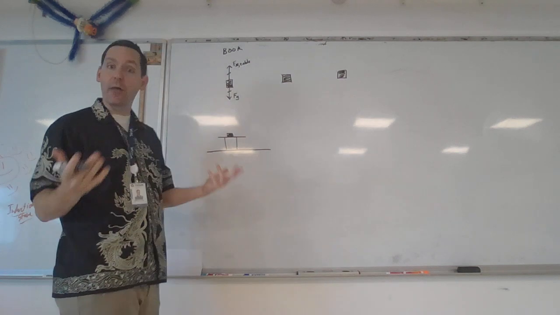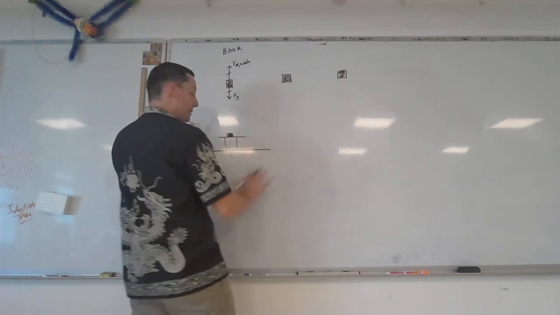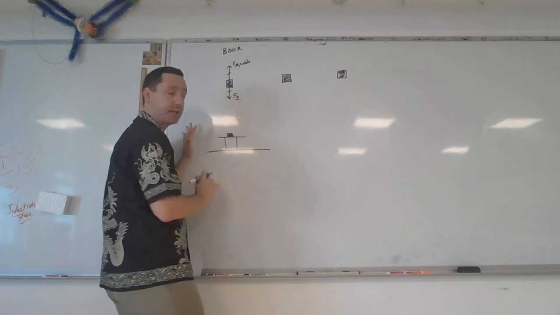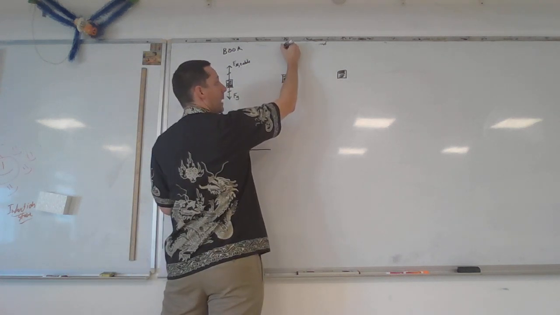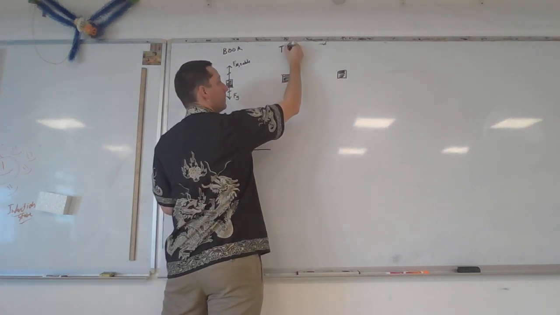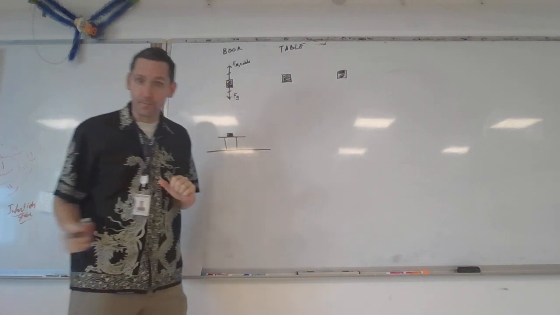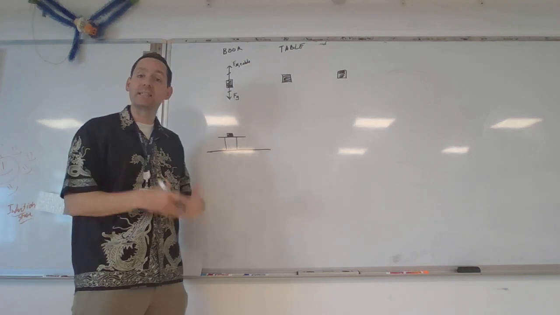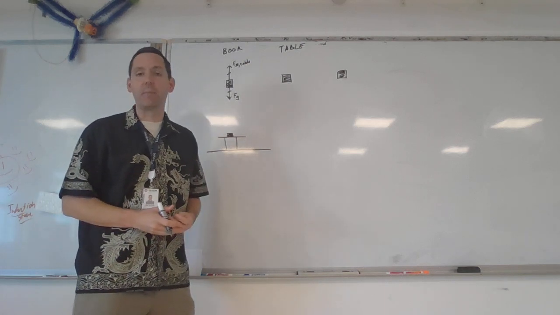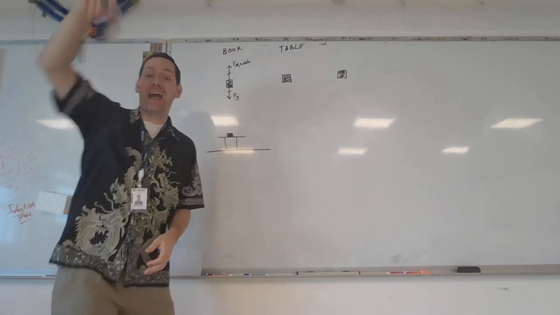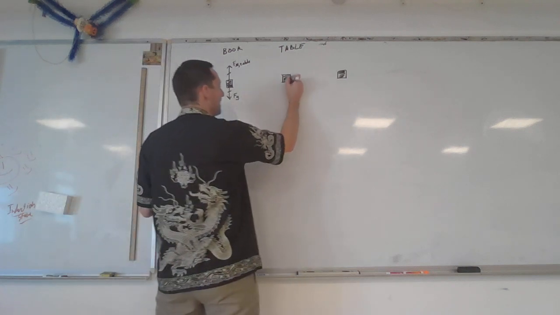So let's do another one. Let's do a free body diagram. So the same situation, book sitting on the table, sitting on the floor. Let's do a free body diagram for the table. All right, so we got the table. Now what are the forces acting on the table? Now the one everybody always says, I know, gravity. Yep, very good. Gravity is acting on the table.